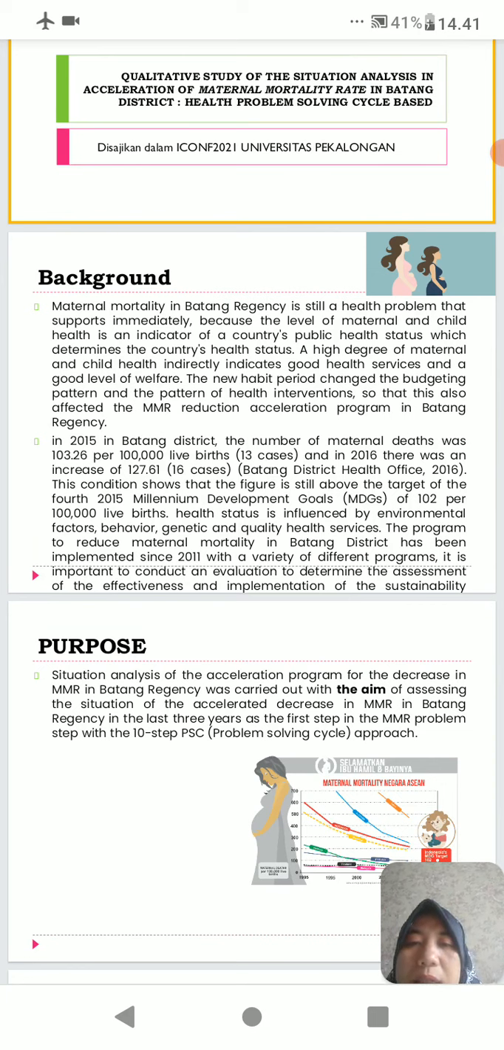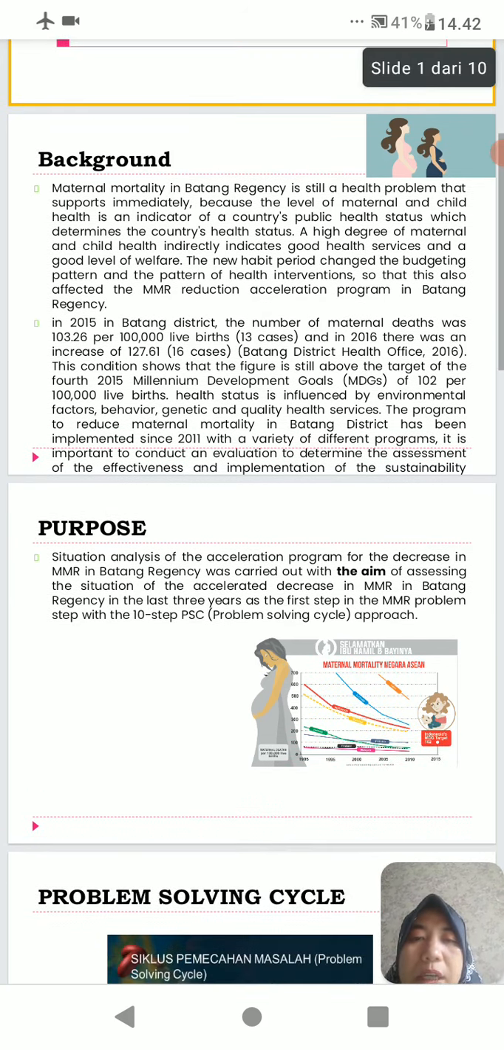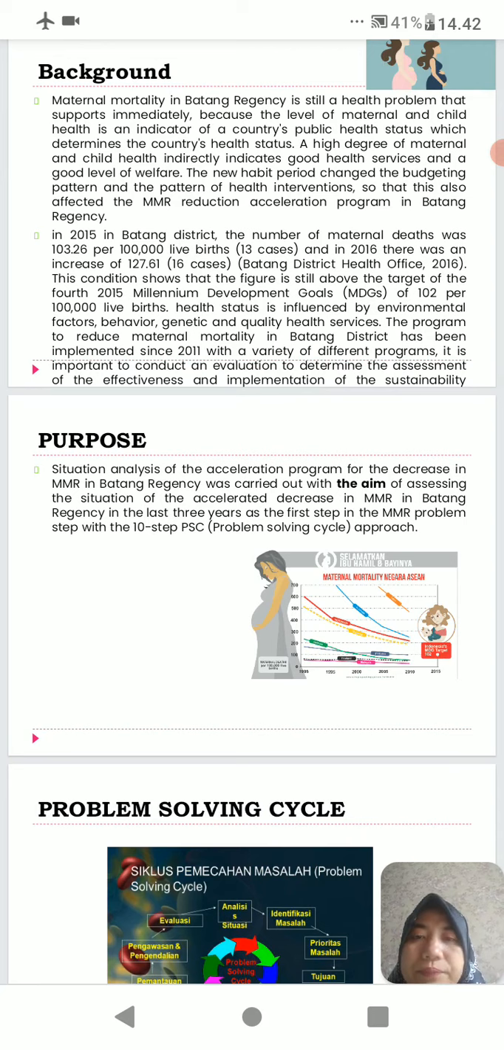The condition shows that the figure is still above the target of the fifth 2015 Millennium Development Goals, MDGs, of 102 per 100,000 live births. Health status is influenced by environmental factors, behavior, genetics, and quality of health services. The program to reduce maternal mortality in Batang District has been implemented since 2011 with a variety of different programs. It is important to conduct an evaluation to determine the assessment of the effectiveness and implementation of the sustainability program.